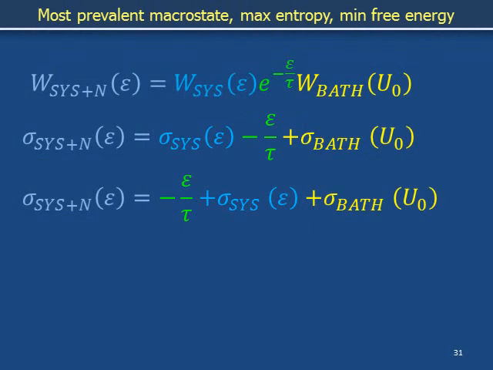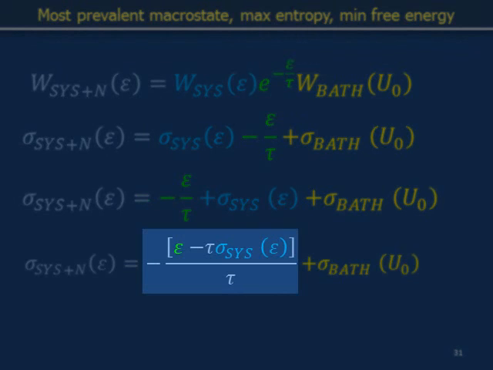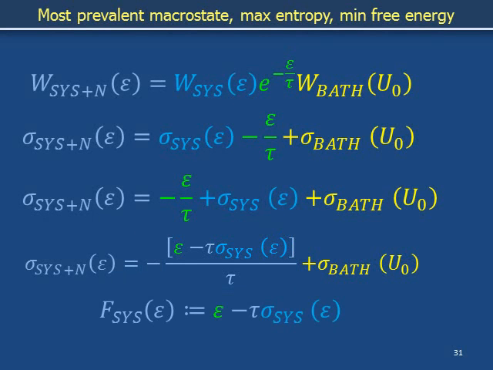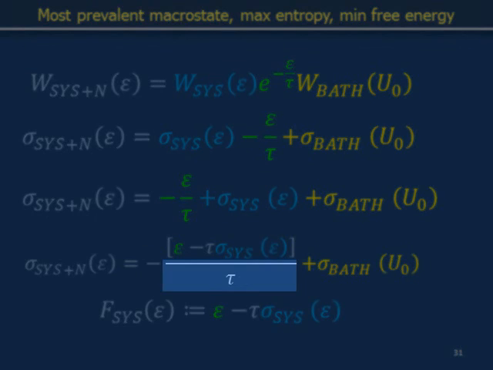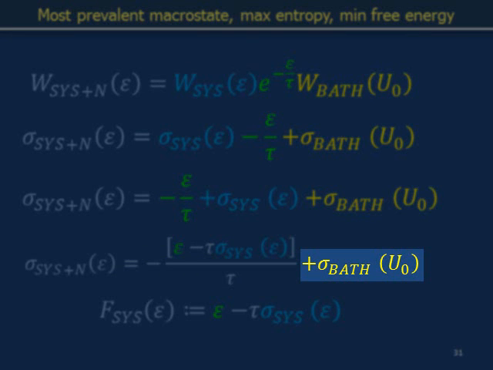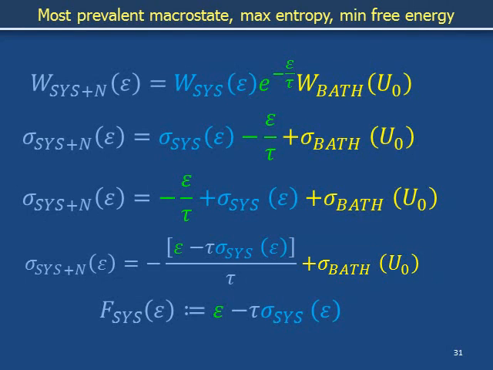Flip the green and blue stuff and then place both on top of a common denominator tau. Factor out a negative sign so that the squiggly e looks positive inside the square brackets. The stuff inside the square brackets is called the free energy of the system at energy squiggly e. Notice that the entropy of the world and the free energy of the system are distinguished by a negative sign, a denominator of tau, and a constant, meaning the entropy of the bath at the reference condition in which all of the world's energy U0 is allocated to the bath. These differences are somewhat superficial. The free energy of the system is the entropy of the world in disguise.